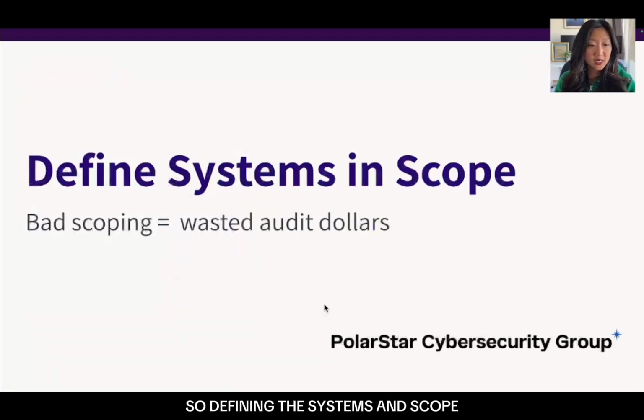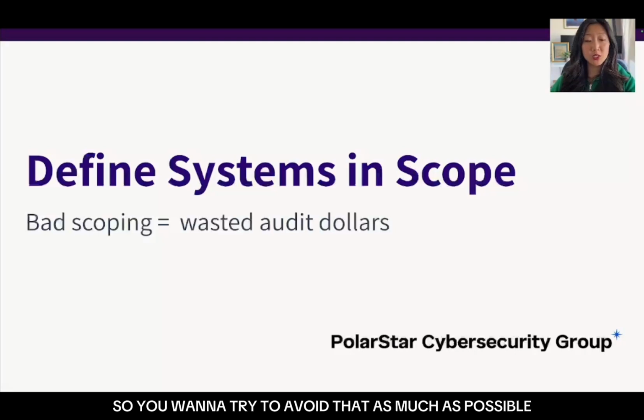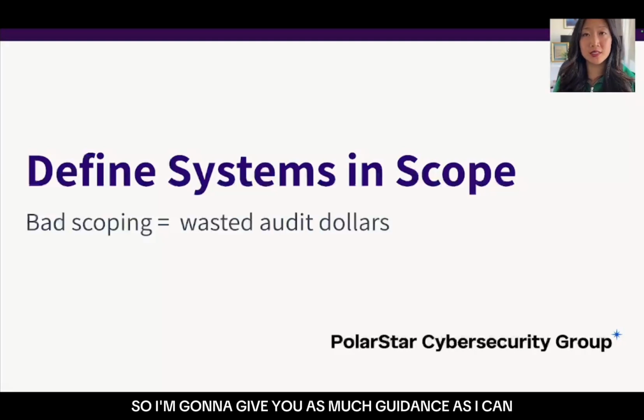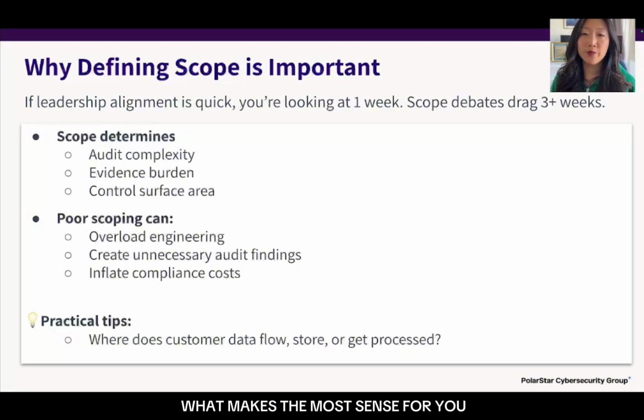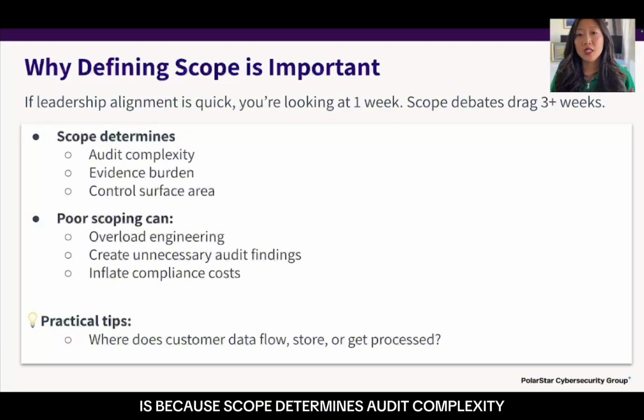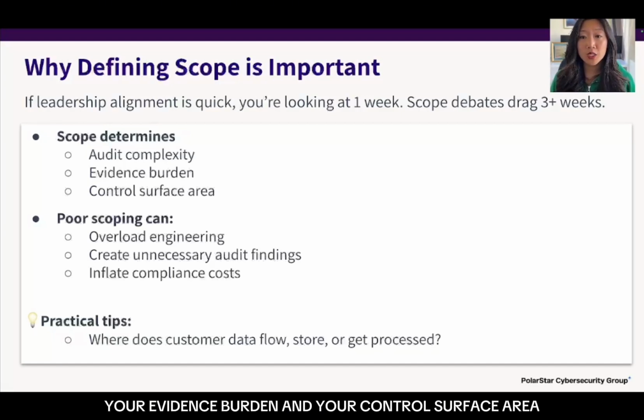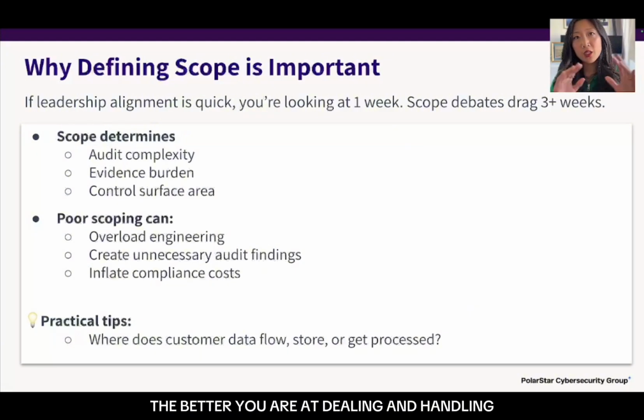So defining the systems in scope, it's important. If you have bad scoping, you have wasted audit dollars. So you want to try to avoid that as much as possible. So I'm going to give you as much guidance as I can to help you think through what makes the most sense for you. The reason why defining scope is so important is because scope determines audit complexity, your evidence burden, and your control surface area. Now, the more mature you are, the better you are at handling a larger scope.